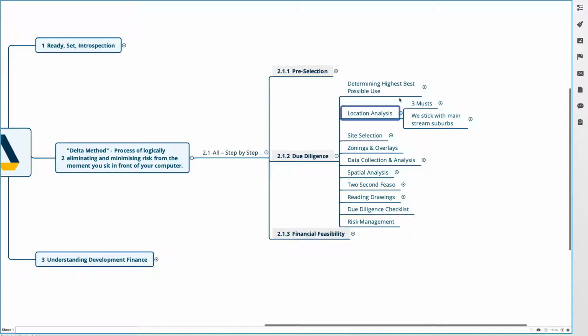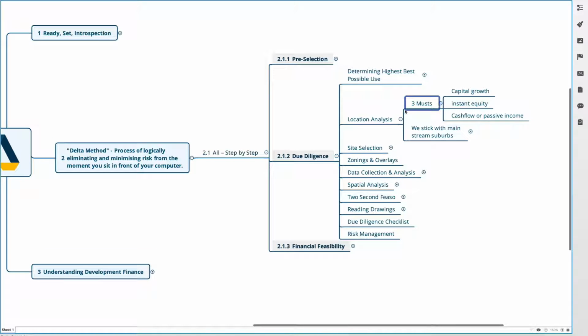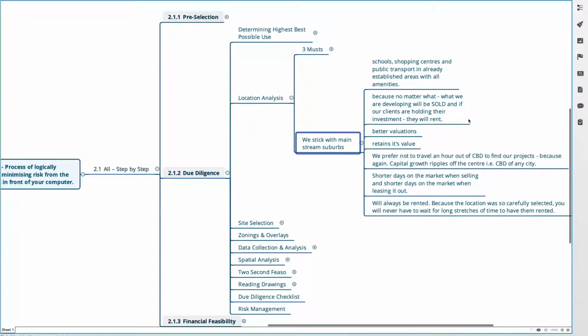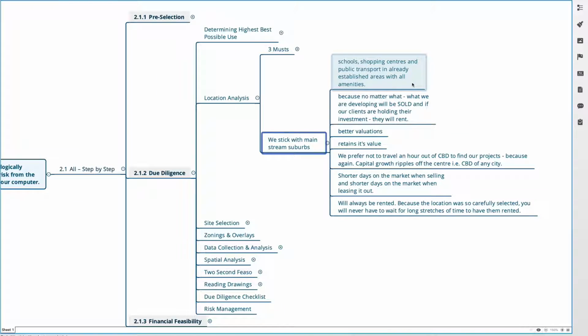We do a location analysis, which is basically the 3 musts that you have when you're doing your location analysis: capital growth, instant equity, and cash flow or passive income. And I go into detail in all of them. We stick to the mainstream suburbs, close to schools, shopping centers, and public transport, because no matter what you're developing will be sold. And if your clients are holding their investment, they can rent them out.